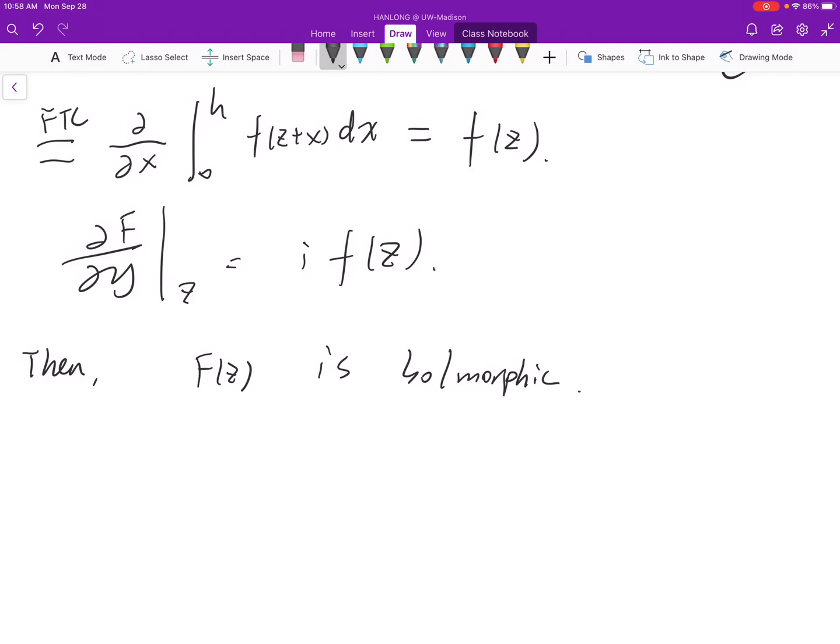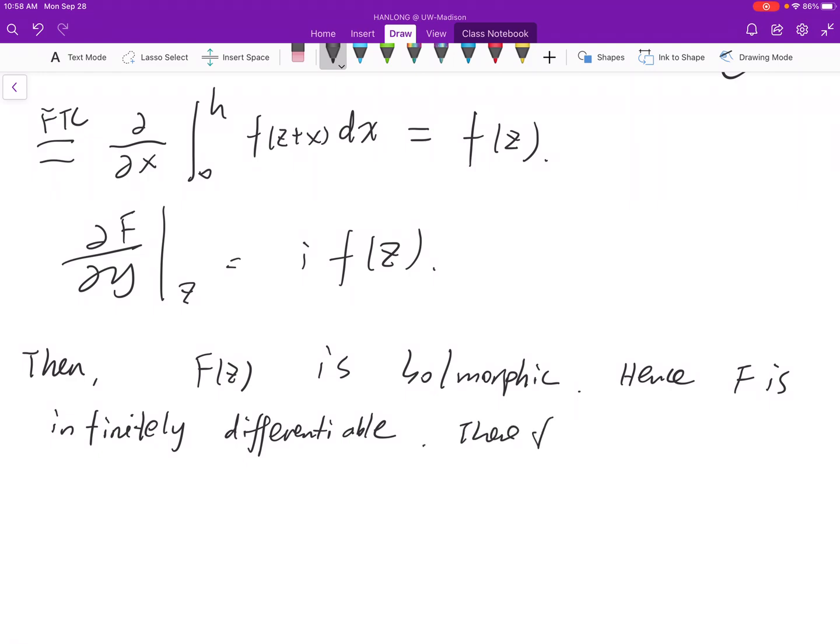Because it's complex differentiable at each point, by the second definition we know F is holomorphic. And then F has a power series expansion. In particular, F is infinitely differentiable. In other words, you can take as many derivatives as you want.